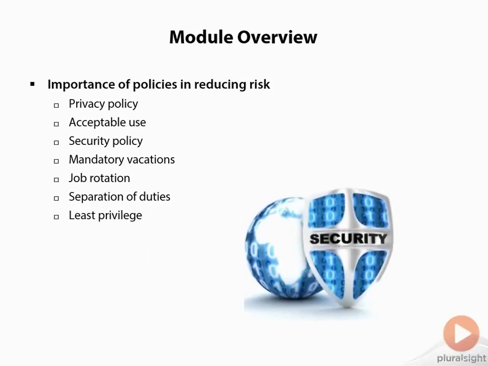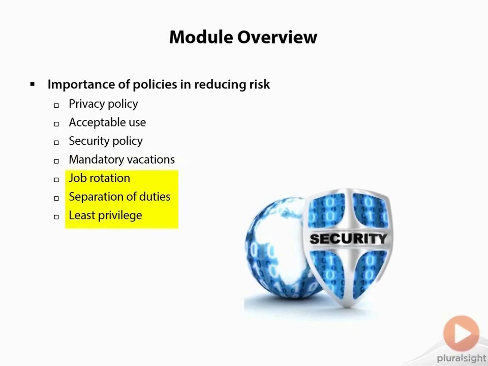We'll also talk about the importance and the policies in reducing risk. So such things around our privacy policy, acceptable use policy, security policy, things along those lines, things that we can put in place to make sure that everyone that works in our organization is on the same page and understands the risks and the tasks and the processes associated with each of these specific kind of codes of conduct, if you will. We'll talk about mandatory vacations, what they are, why they're important, in some industries more so than others, job rotation, separation of duties, and least privilege.